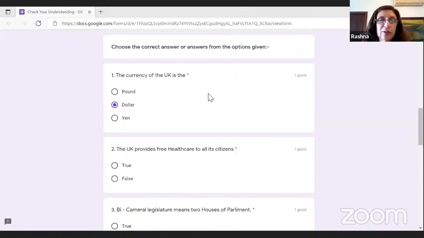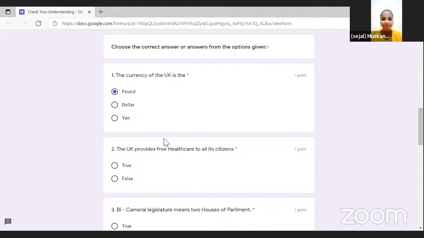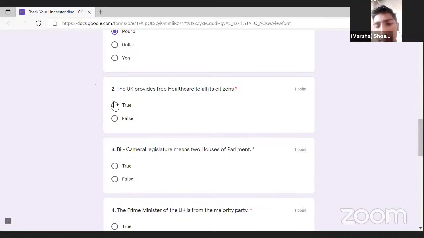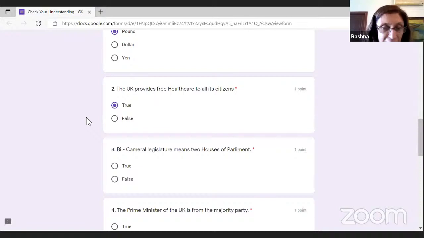First question. Oops, the answer is already there. And I'm so happy that it's the wrong answer. The currency of the UK is the, somebody had already told me. Muskan. Pound. Pound, well done. 2, the UK provides free healthcare to all its citizens. True or false? Who's new here? Shoaib. True. True, well done, Shoaib.